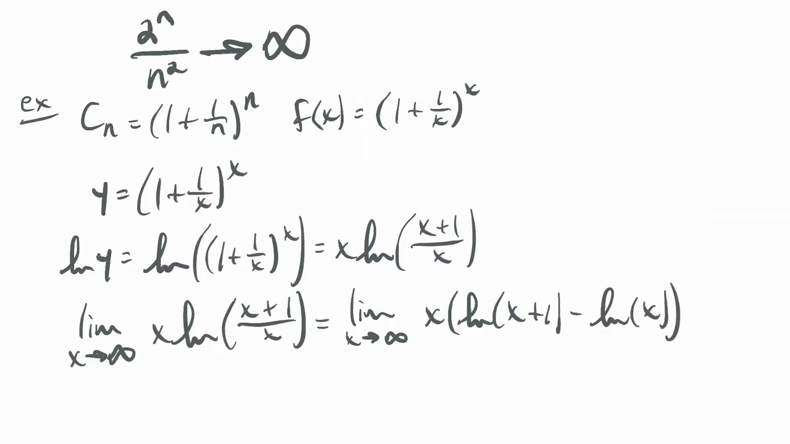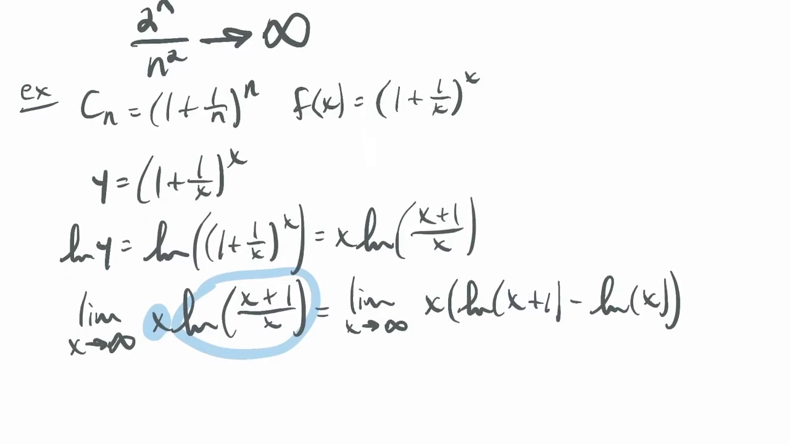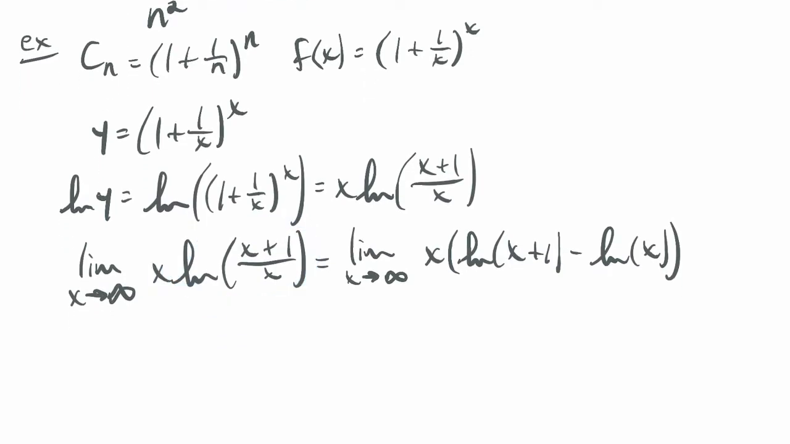That might help us. We'll see. So, looking at these two factors, this goes to infinity, and this one, where does this go? Well, this goes to zero. So we have the indeterminate form infinity times zero. And similarly, this goes to infinity, and this goes to zero. So what I'm going to do is I'm going to rewrite this as the following.